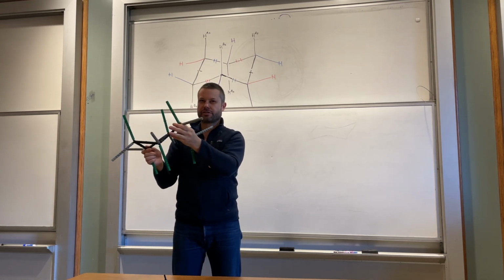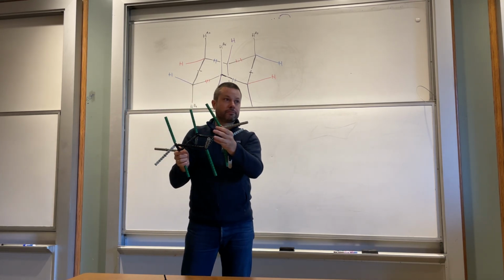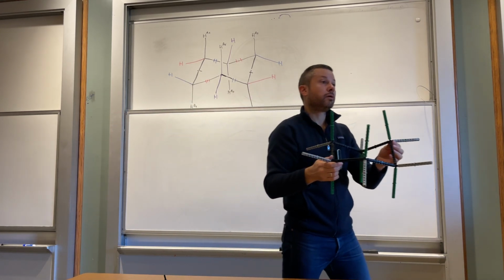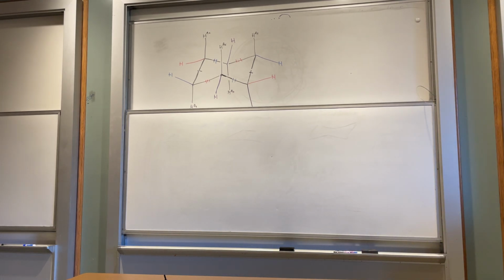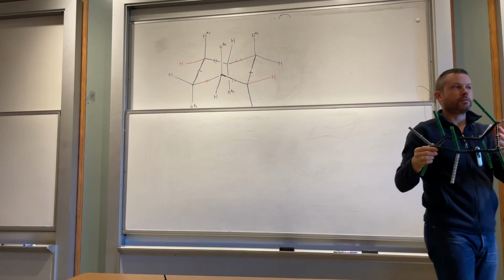Questions about that? So the bottom 5, they're all supposed to be on the same plane, correct? Yes, when we go to the half chair, there should be 5 carbons all in one plane and then one above or below. Other questions?